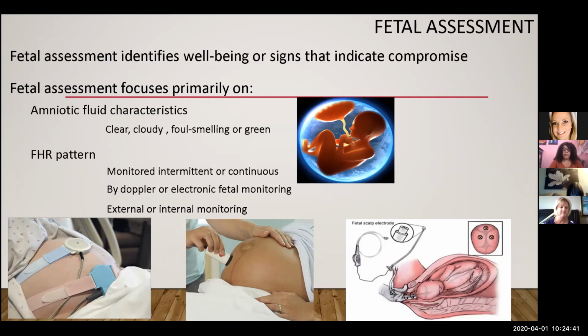A fetal heart rate pattern can be monitored intermittently for low-risk women. So this is a practice that is really gaining more momentum. Again, it used to be a practice routinely used.